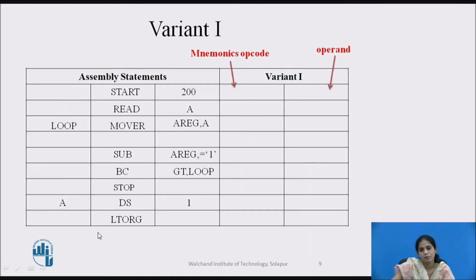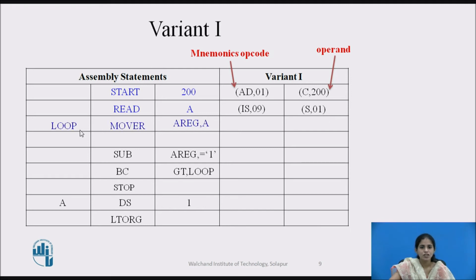Now next we see the example of how we generate the intermediate code for variant 1. So consider this assembly statement, start 200. Here for the start we specify AD comma 01. 200 is nothing but a constant, so we specify C comma 200. It is an operand and it is a mnemonic opcode. Similarly we process the next statement, read A. Read is an imperative statement, so we specify IS comma 09, and A is a symbol. So for that we generate S comma 01. 01 is the entry number of that symbol in the symbol table.